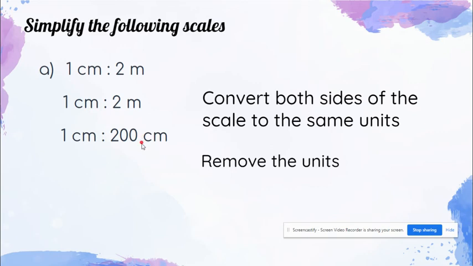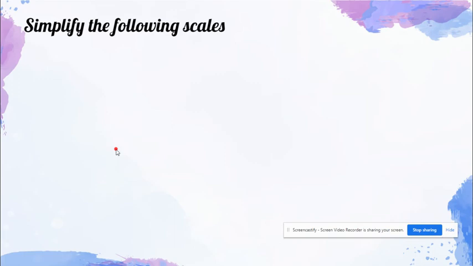Perfect. Now, the next stage is remove the units. So we take away the centimeters and we've got 1 is to 200. So therefore, you've simplified the scale. So make sure that you've written all this down, okay? All right, let's look at something else.